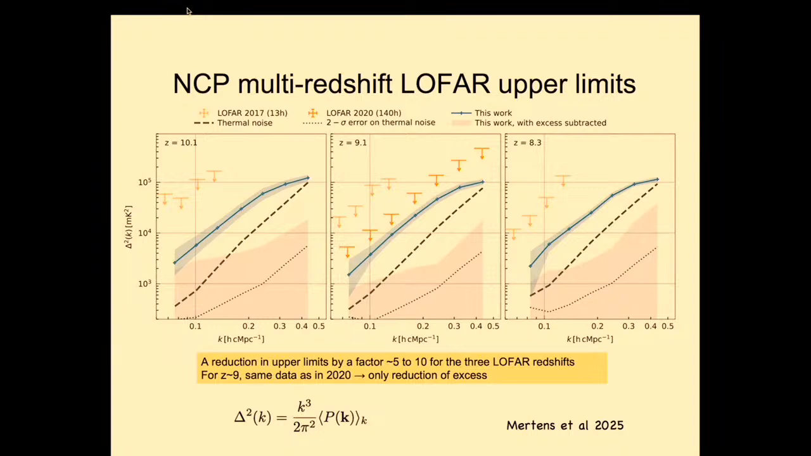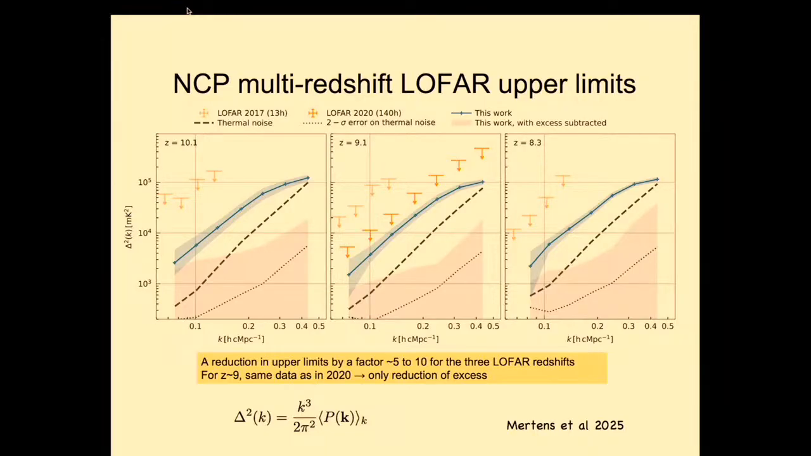If you do this in density fluctuations, they are without dimensions. In this case, they have dimensions because you start with dimensions. And this is our measurement. This is much better than what we had before. Before we had this measurement in 2020, which we published. This is 140 hours of data at redshift 9. We didn't have that at redshift 10 and 8. In 2017, we had data from one night. So there's a lot of progress.